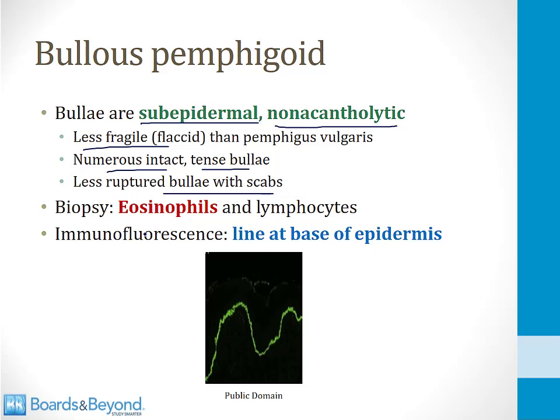The hallmarks on biopsy are first of all eosinophils and lymphocytes. I'll show you a picture of this in a minute. And if you do immunofluorescent staining, instead of seeing that reticular pattern, you see a line at the base of the epidermis, and that should make sense to you. This disorder involves the hemidesmosomes, which attach to the basement membrane. Basically, you're going to see a line of immunofluorescence that mimics the basement membrane.